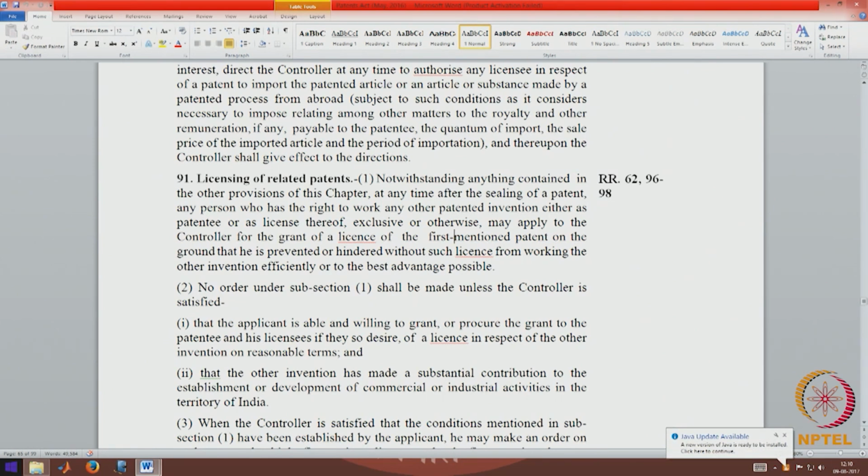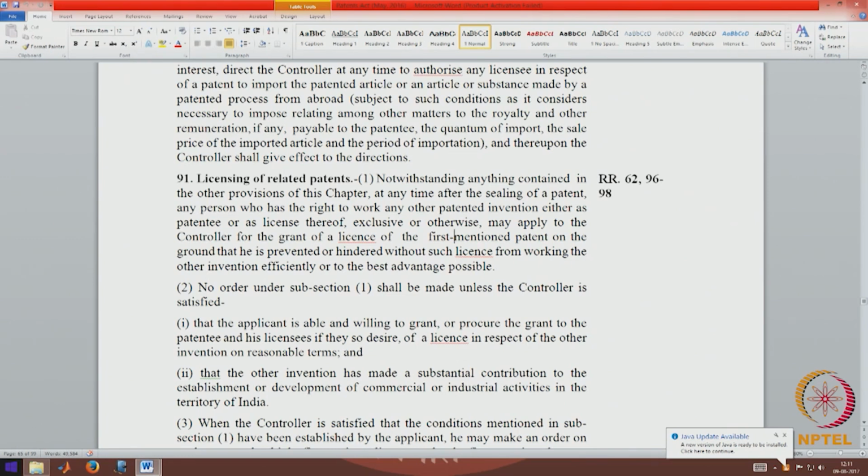Now 91 specifically pertains to related patents. Related patents in the sense that you have a patent and in the same field of technology there is a related patent which does not belong to you. Related in the sense the technology is so close to your technology, or for instance you cannot work your patent efficiently without infringing the other patent or without use of the other patent. But the only difficulty is that the other patent belongs to another patentee. So in such cases you could approach the patent controller seeking a license of a related patent.